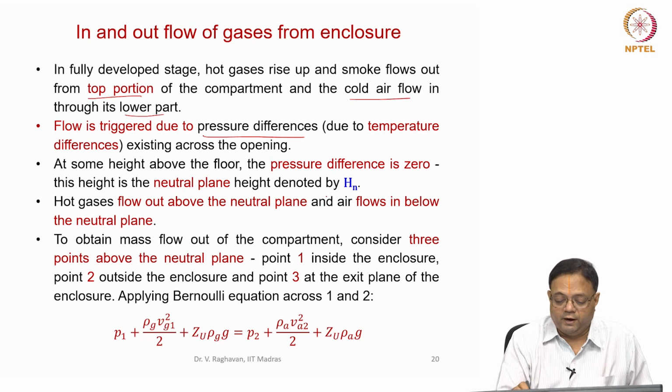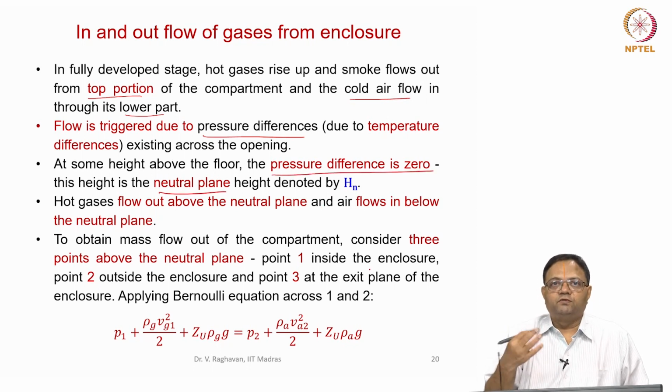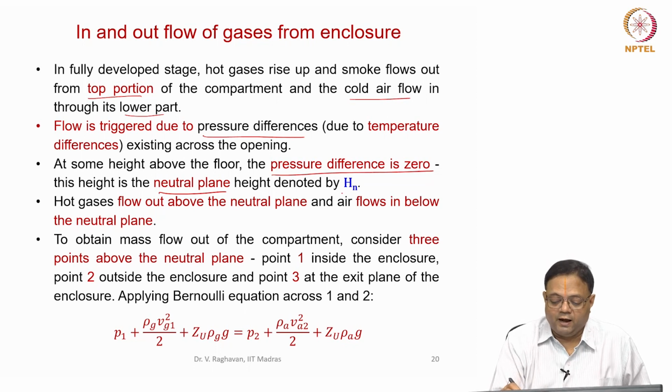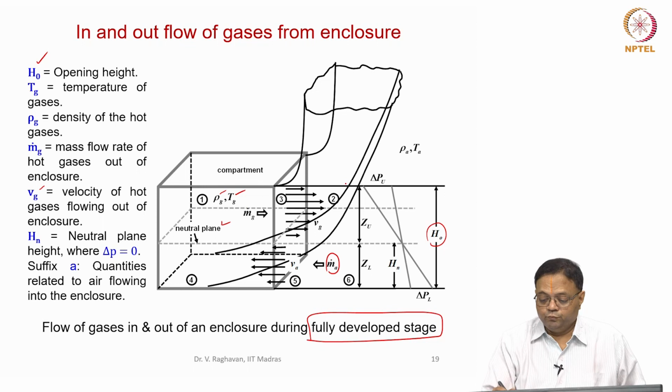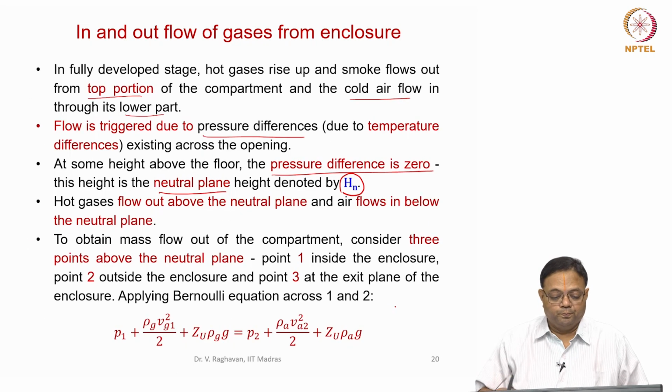So at the neutral plane, the pressure difference is 0 because the flow is reversing the direction, and the height of the neutral plane is Hn, as denoted here. From the bottom or the floor, the height at which this flow reversal happens, or the pressure difference between inside and outside the compartment becomes 0, is occurring at a neutral plane located at a height of Hn from the floor.